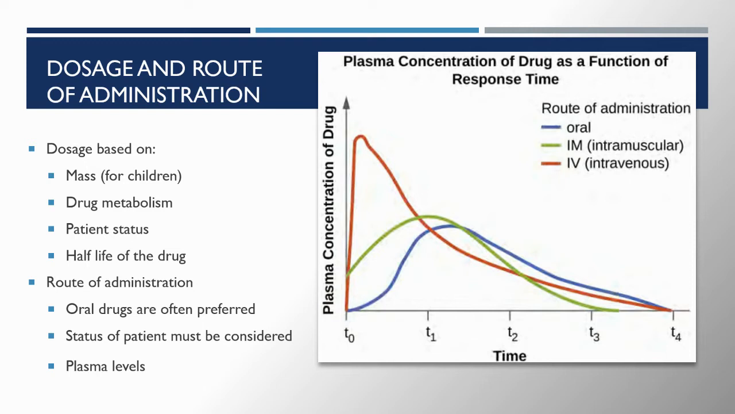So typically for children, we're going to base the dosage on body mass, and base it on the drug metabolism. So what are the intermediate products produced by this drug as it breaks down over time in the system? A lot of these intermediate products can be toxic. So depending on the condition of the patient, we need to consider that. Patient status as far as immune system function, allergies, are they allergic to penicillin? Then we can't prescribe that, even if it might be our preferred drug.